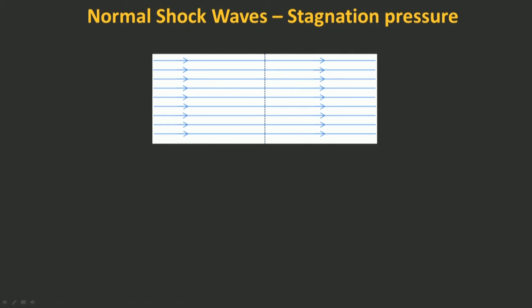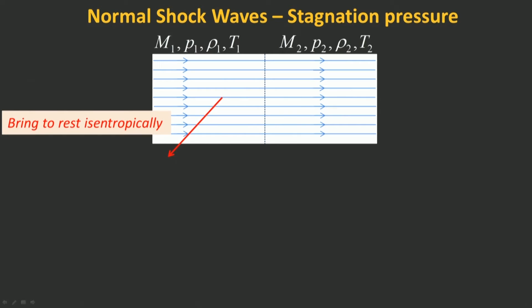So here is our normal shock wave again, with flow conditions at state 1 upstream of the shock and state 2 downstream of the wave. Let's find an expression for how the stagnation pressure of the gas changes across the shock. Now, let's imagine slowing down the speed of the gas upstream of the shock wave. But let's do this via an isentropic process. And let's bring the gas to rest. That is, let's stagnate the gas. P01 is the stagnation pressure of the gas at condition 1.